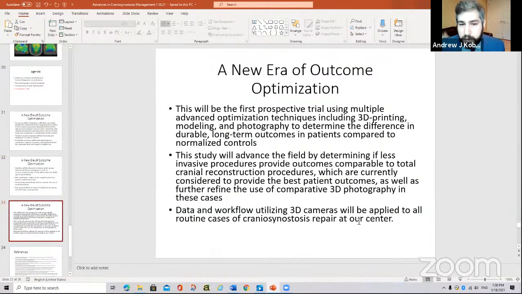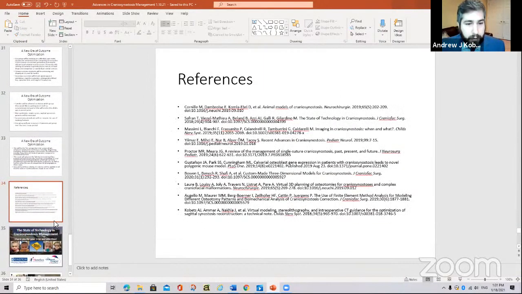And really, this will be the first prospective trial utilizing multiple advanced optimization techniques, including 3D printing, modeling, and 3D photography, to determine the difference in durable, long-term outcomes in patients compared to normalized controls. It will advance the field by determining if less invasive procedures provide similar outcomes to our total cranial vault reconstructions, and will also further refine the use of comparative 3D photography in these cases. And of course, data and workflow utilizing these 3D cameras in the OR will then be applied to all of our routine cases for craniosynostosis repair at our center.